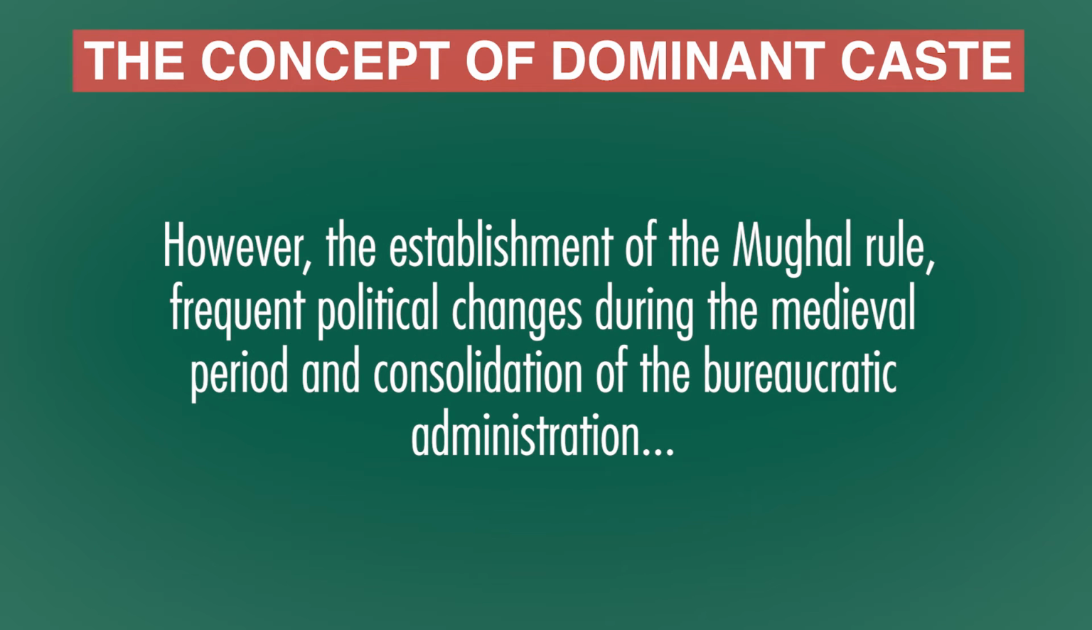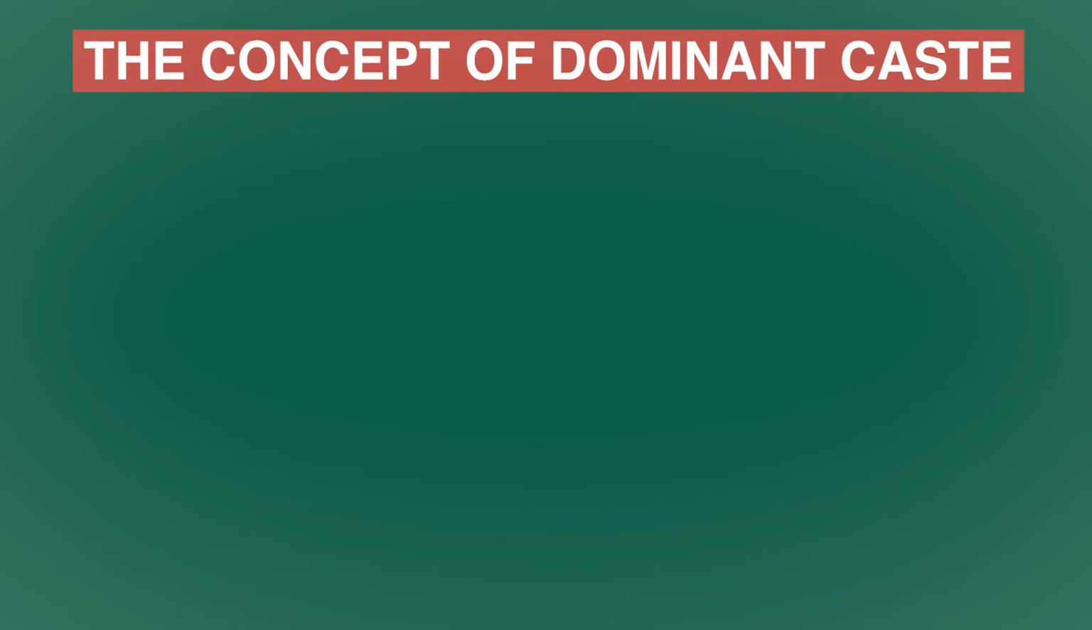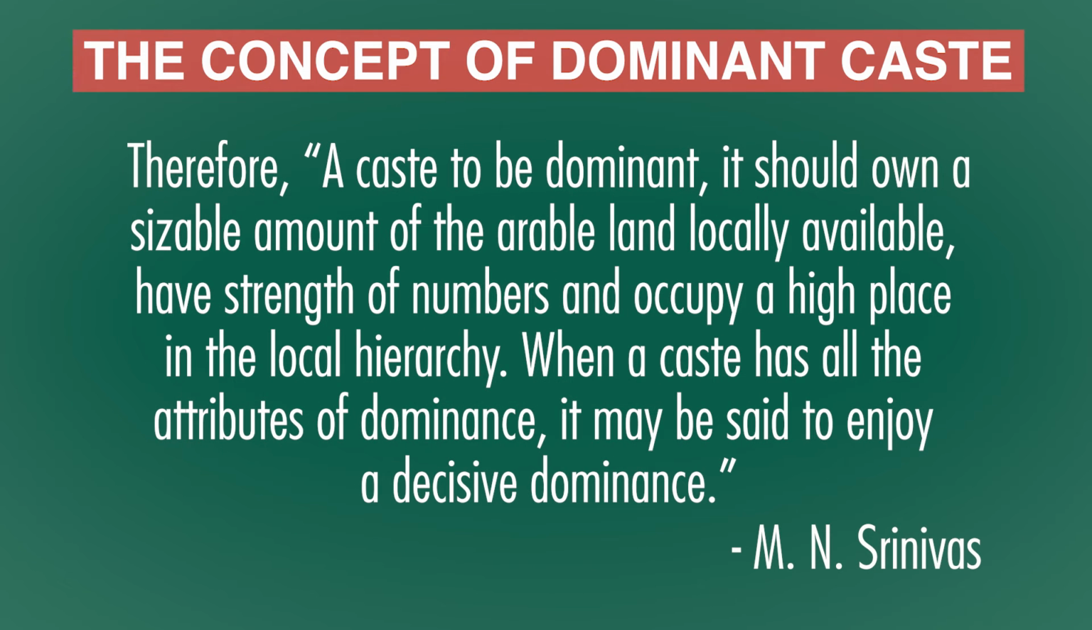However, the establishment of the Mughal rule, the frequent political changes during the medieval period, the consolidation of the bureaucratic administration under the British rule, and the networks of trade and commerce during the British rule brought about many new factors that contributed to the elevation of a caste as a dominant caste. Therefore, for a caste to be dominant, it should own a sizable amount of arable land locally available, have strength of number, and occupy a high place in the local hierarchy. When a caste has all the attributes of dominance, it may be said to enjoy a decisive dominance.